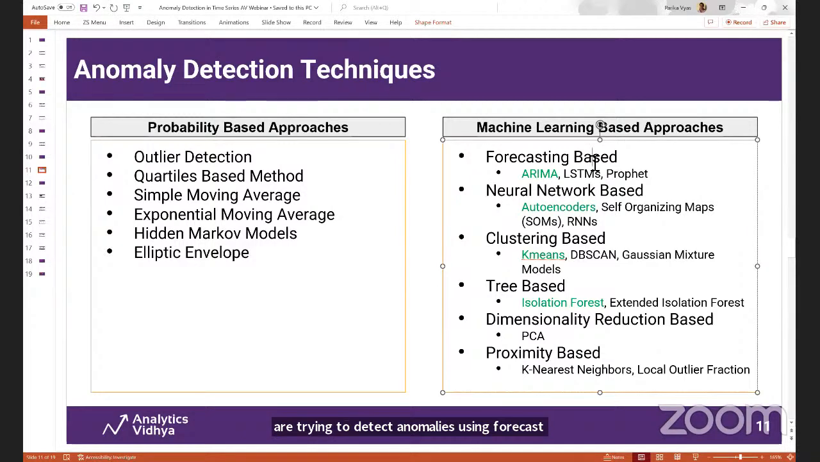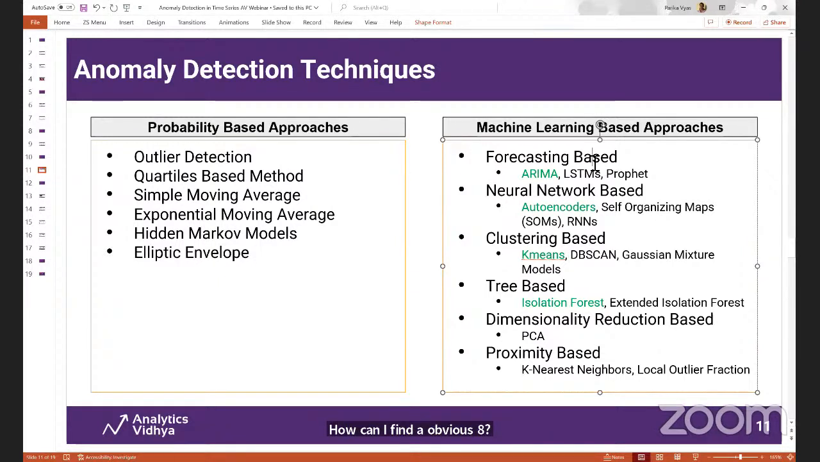Similarly, autoencoders and RNNs are neural networks. For example, autoencoders are used in many different use cases. The main use of autoencoders is dimensionality reduction or feature extraction. But we've figured out a way of using autoencoders to detect anomalies. So is clustering, so is tree-based. This is something I just thought about today: there are a lot of techniques here, and what we are doing is saying, using this machine learning technique, how can I find anomalies, right?